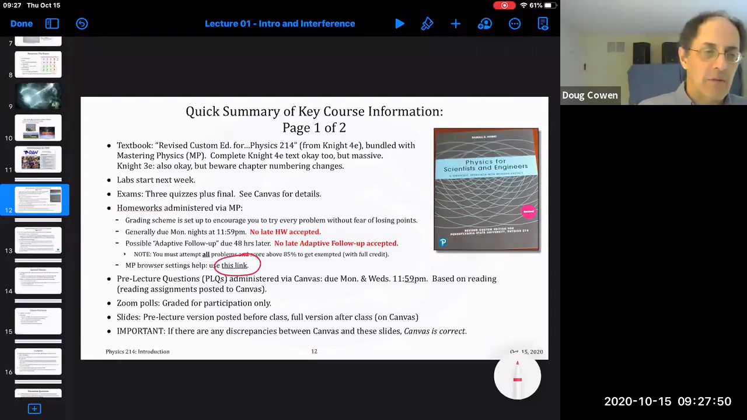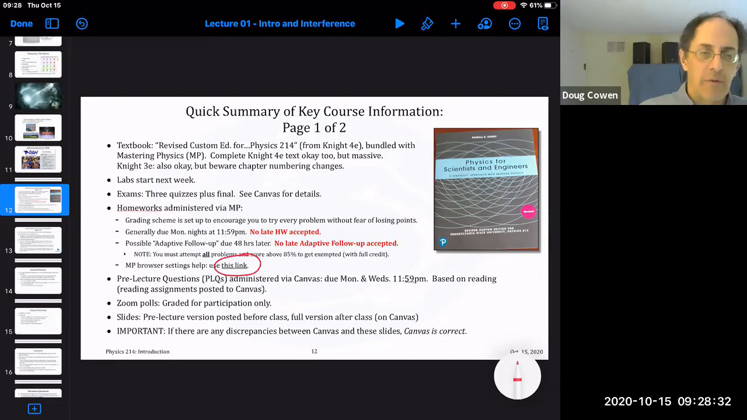Someone asked whether slides would be available. The answer is yes. There's going to be a pre-lecture version that's posted before class, usually 24 hours, but always the night before. And then there'll be a full version posted after class is done. The preliminary version has all the questions that are posed during class without the answers, and the full version has the answers included. And there also will be a link posted to the recording of each class.